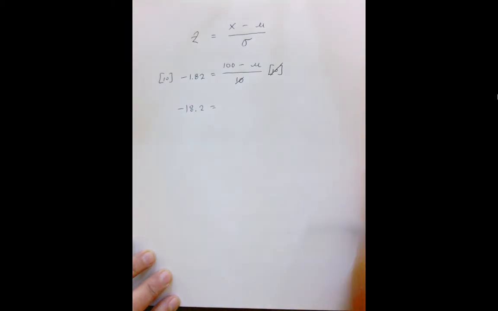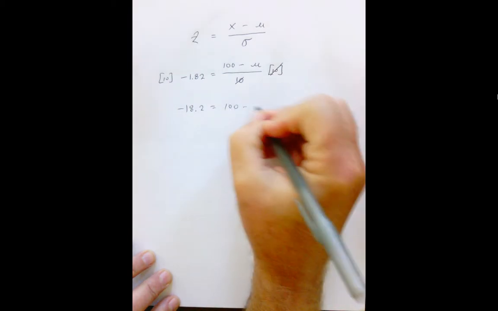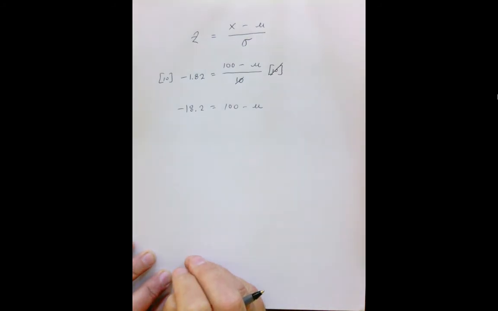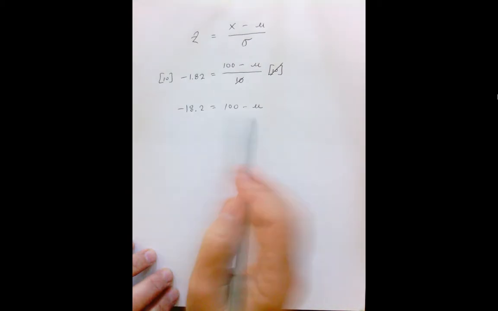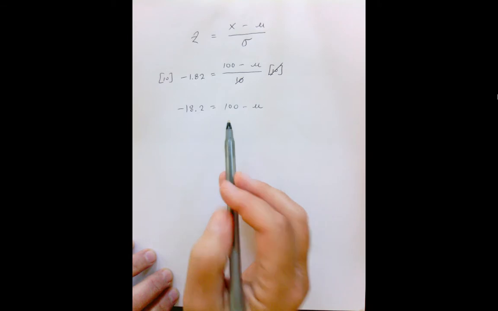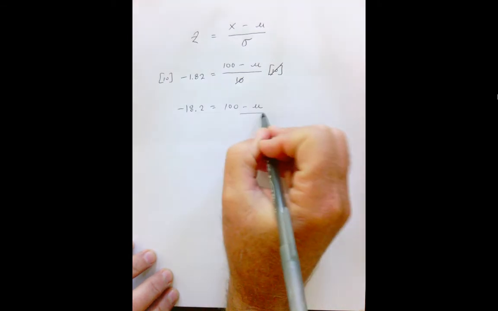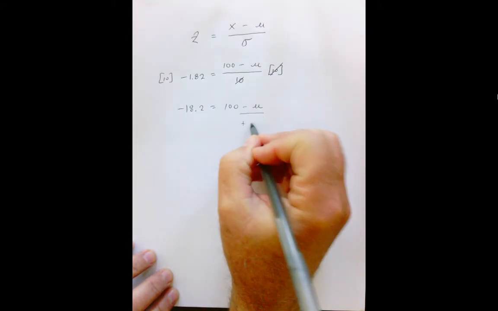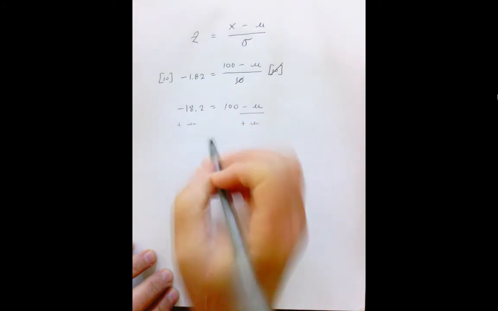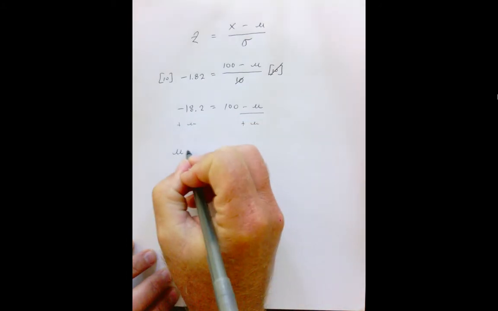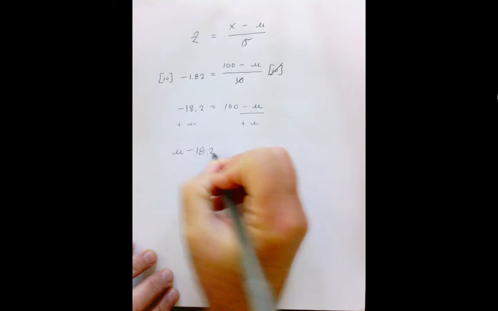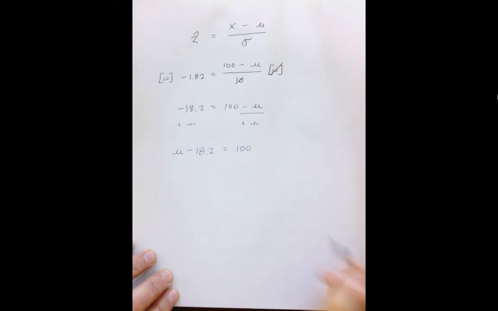And on the right-hand side, what we're left with is 100 minus mu. Now, from here, it's just hard for me as a professor, as a teacher, to know what step to tell you to do next. We could add 100 to both sides and then multiply both sides by negative 1, or we could take the negative mu and add mu to both sides, in which case I'm going to get mu minus 18.2 equals 100.